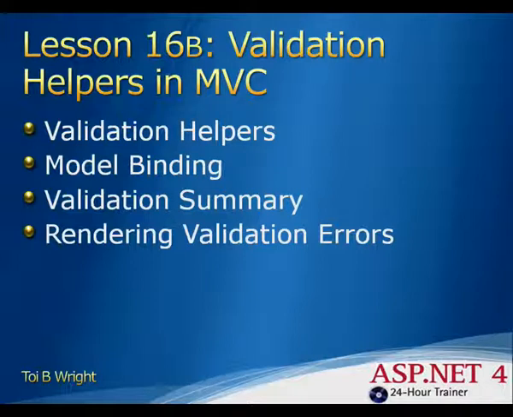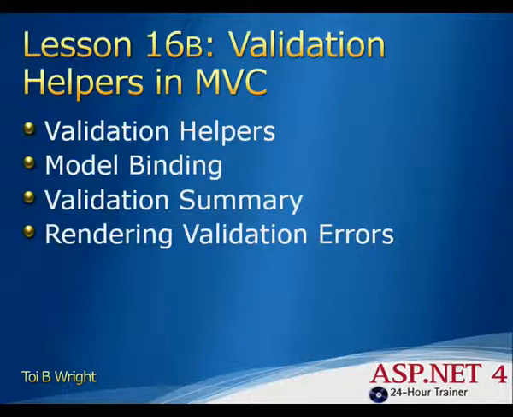The EnableClientValidation method enables client-side validation. The Validate method retrieves the validation metadata for the given model and applies each rule. The ValidateFor method retrieves the validation metadata for the given strongly typed object and applies each rule.